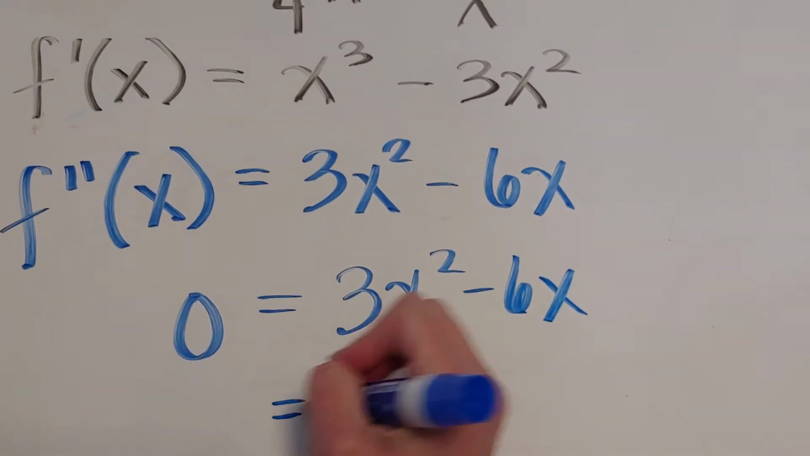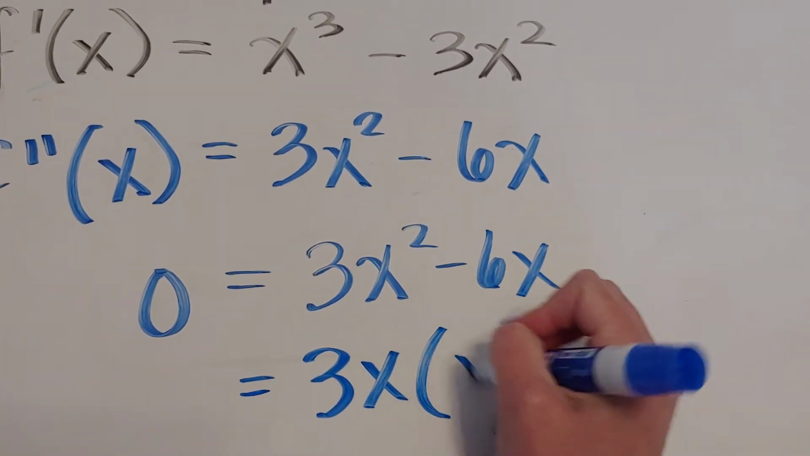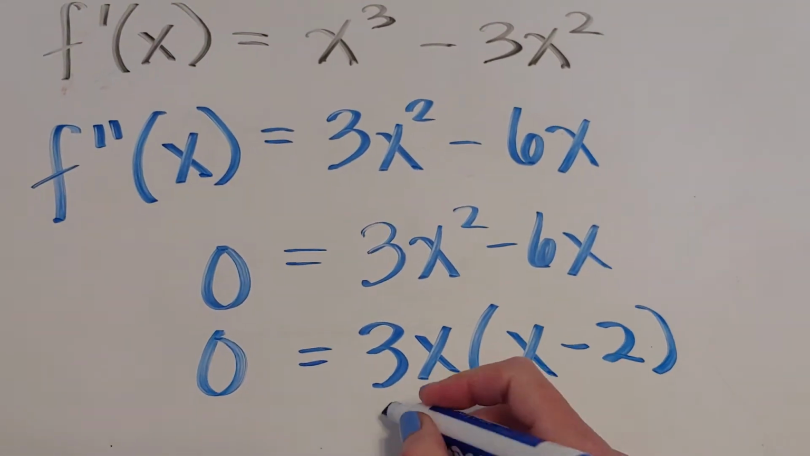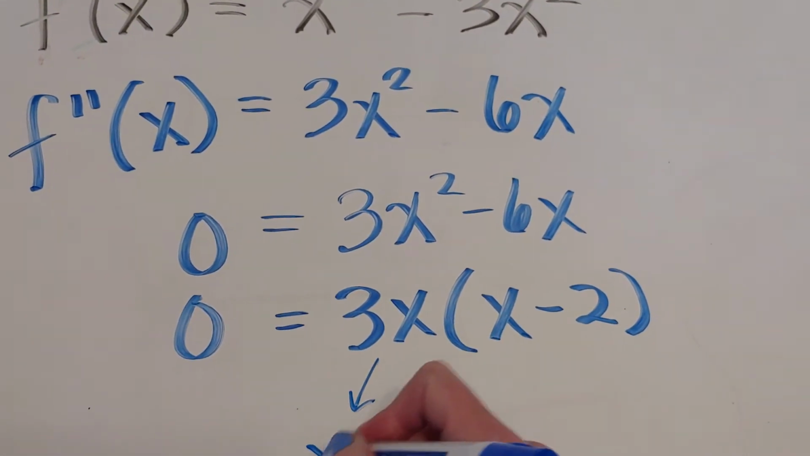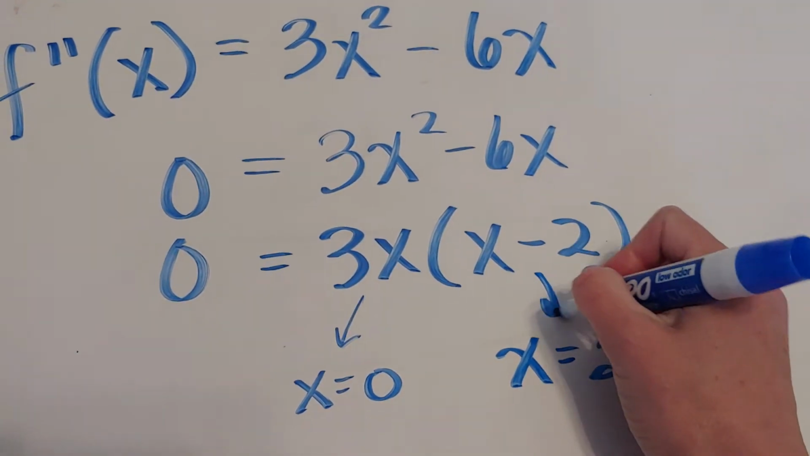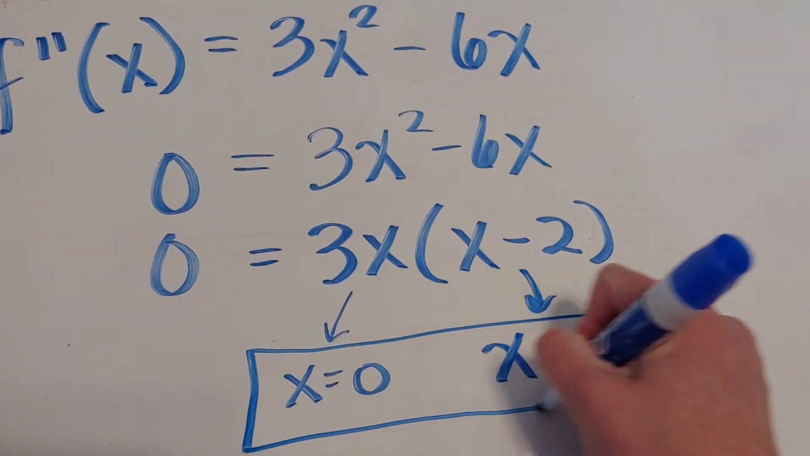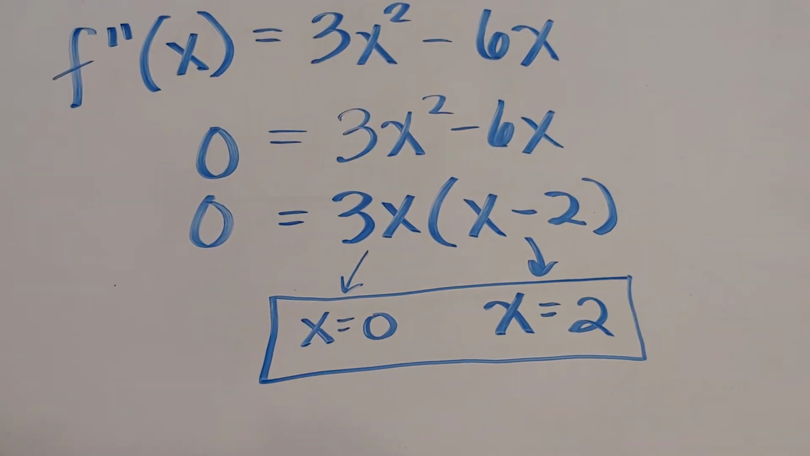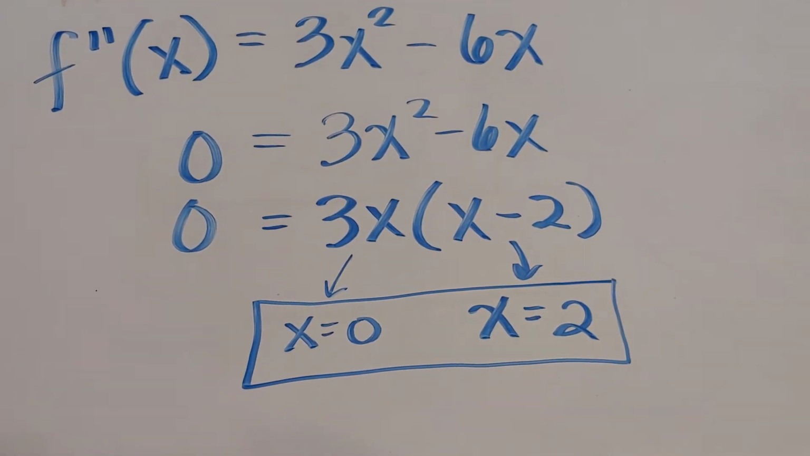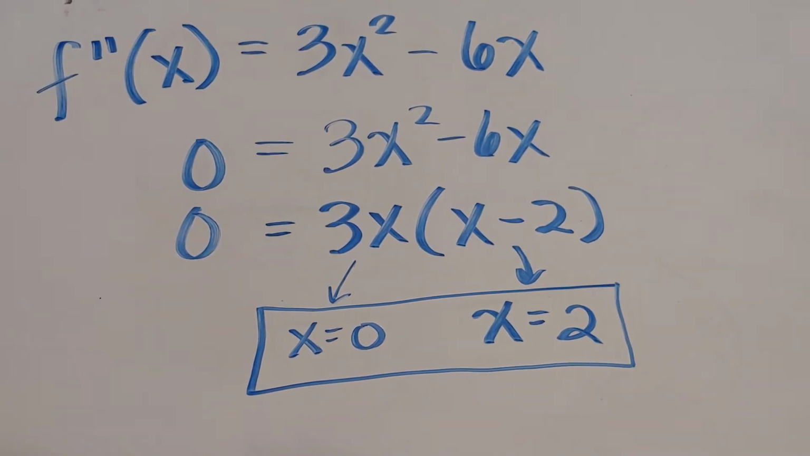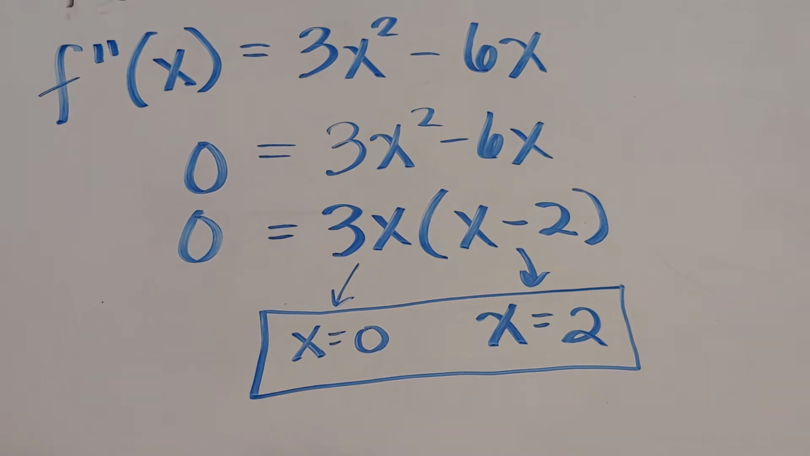And I can take out a GCF of 3x. And it looks like I'm going to get that x is 0 and x equals 2. So these are the two spots that are being considered as inflection points where the graph is going to change concavity. How we know for sure if it's changing concavity is that we're going to plot these on a number line and test into the second derivative.